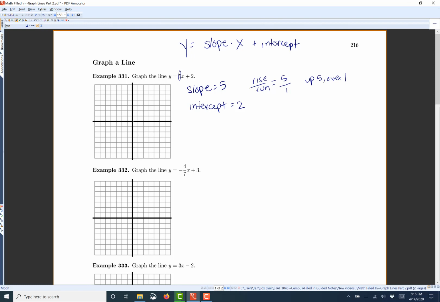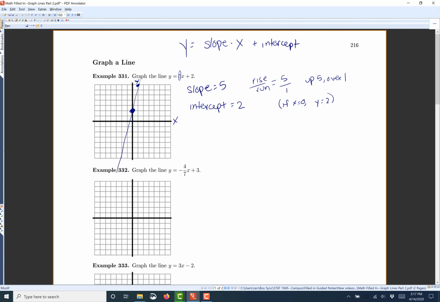Now you also need your intercept. The intercept is 2, which means if x equals 0, y equals 2. So we do the intercept first to have a point to start. This is your x-axis, this is your y-axis. It helps to label those. So if x equals 0, y equals 2. So I have this point right here. Now my slope is 5 over 1. So I go up 1, 2, 3, 4, 5, and over 1.